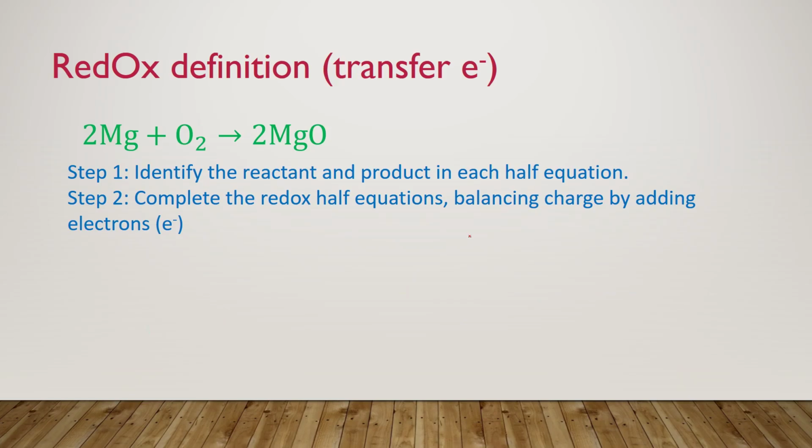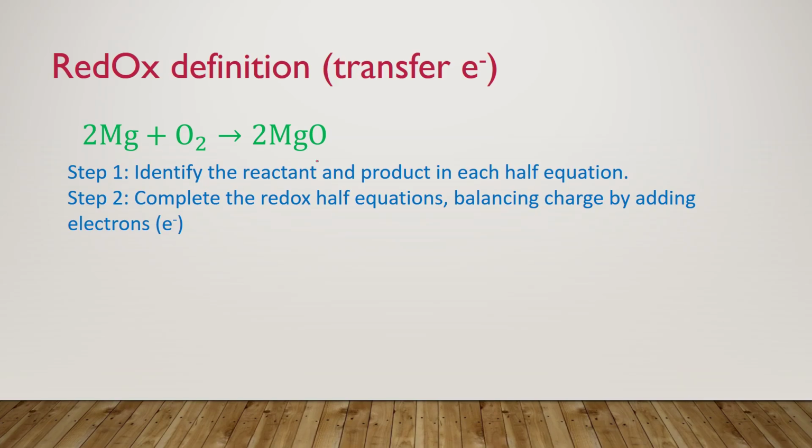So now we've got magnesium reacting with diatomic oxygen, the oxygen that we breathe in the air, to form magnesium oxide. So once again we have to first identify the reactant and product in each half equation. So please pause the video again and have an attempt, and then we'll go through the answer together.